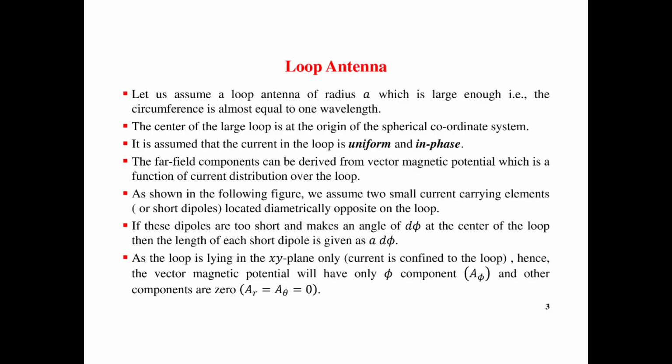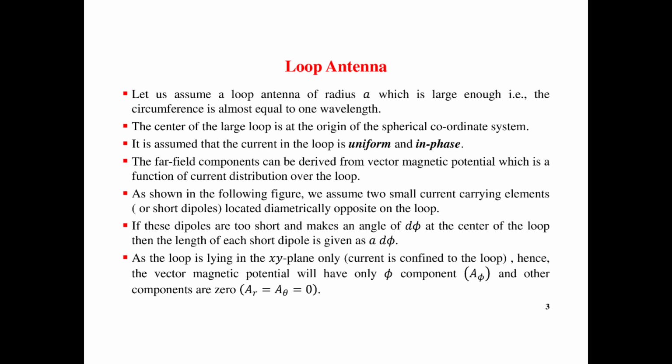Loop antenna. Let us assume a loop antenna of radius a, large enough that the circumference is almost equal to one wavelength. The center of the large loop is at the origin of the spherical coordinate system. It is assumed that the current in the loop is uniform and in phase. The far field component can be derived from the vector potential, which is a function of the current distribution over the loop.